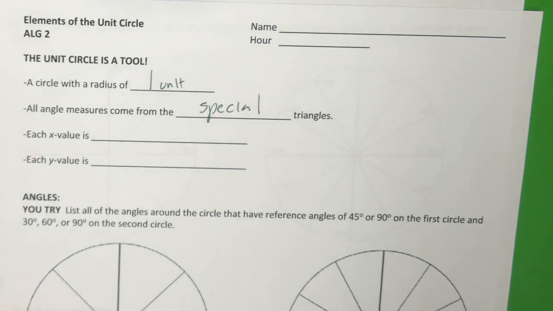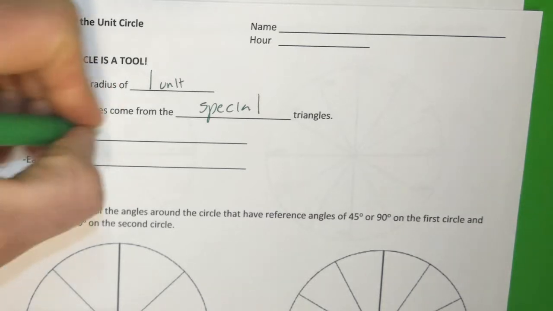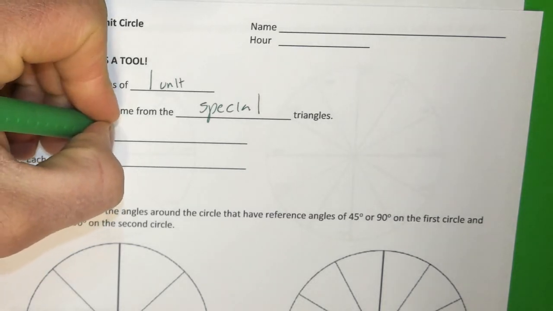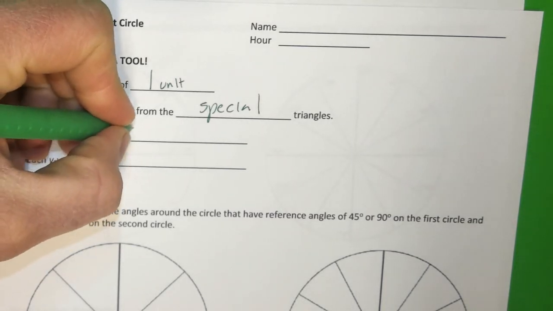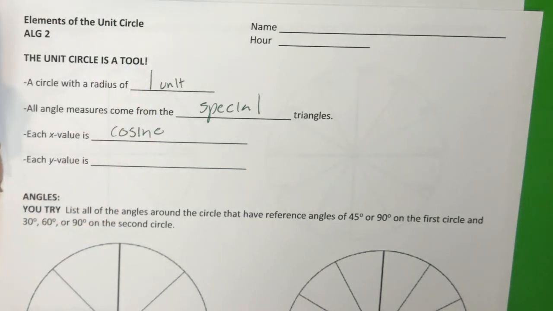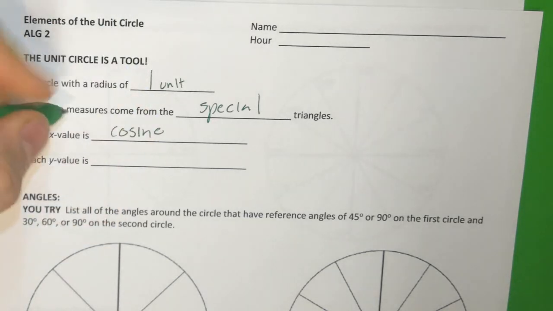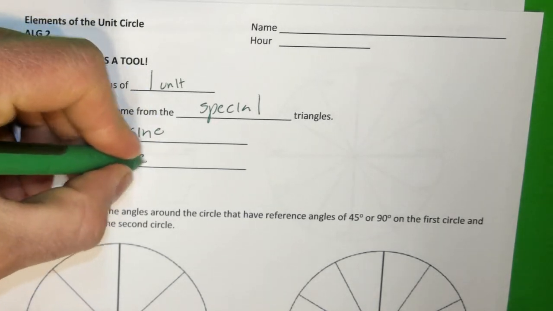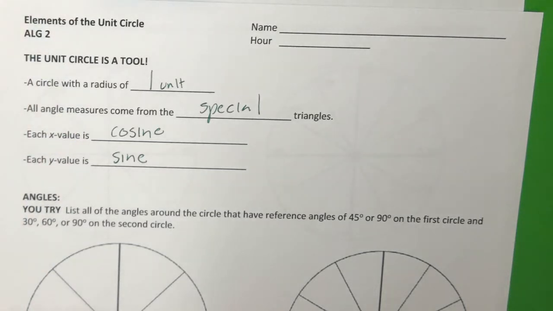And the last piece, the thing we learned from our first video, is that if we want to know about cosine and sine values, we can find them very quickly and easily, because every x value for our angle measures on our unit circle is going to be a cosine value, and every y value for our angle measures on our unit circle is going to be a sine value. So that is fantastic information.